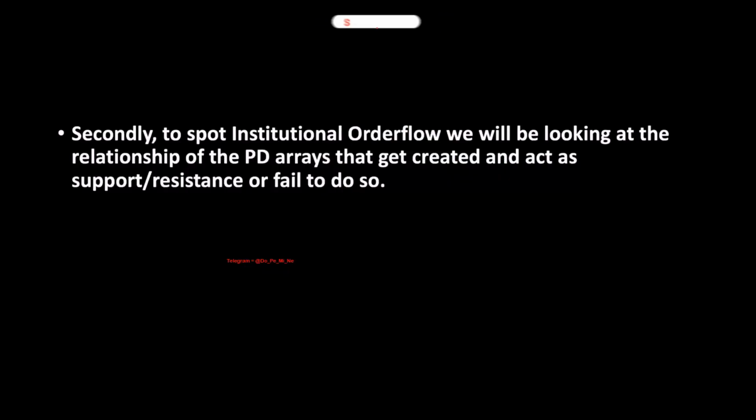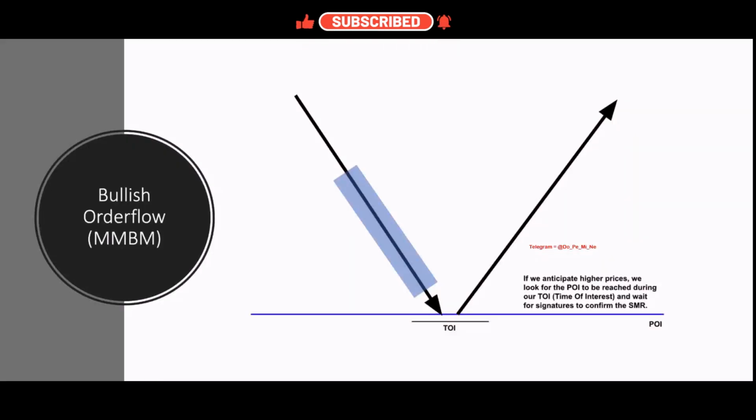Secondly, to spot institutional order flow, we will be looking at the relationship of the PD arrays that get created and act as support or resistance, or fail to do so. Within bullish order flow, our eye is drawn to a blue shaded box here on the left side of the curve, on the sell side of the curve. Inside of that blue shaded box are inefficiencies, CBs to be precise. The market reprices into our point of interest, into our price level during our time of interest. Boom, market expands to the upside.